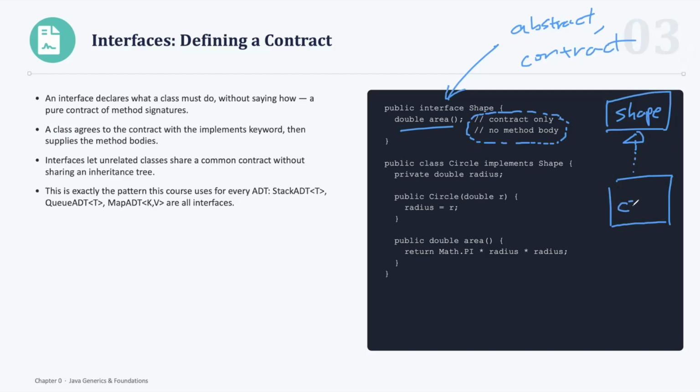Now, let us move down to the next block of code, where we create our Circle class. On this line, we write public class Circle implements Shape. That keyword implements is the formal declaration where Circle signs the contract. Circle promises to fulfill every single requirement defined in that interface. Inside the class body on the next line, we declare a private member variable called private double radius. This variable represents the internal state, specifically to calculate properties of a circle.